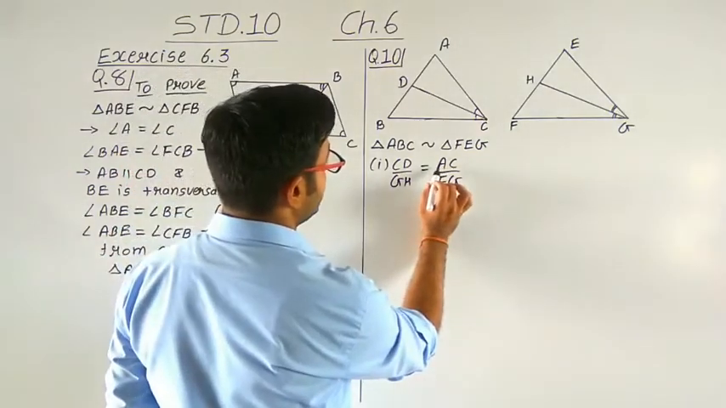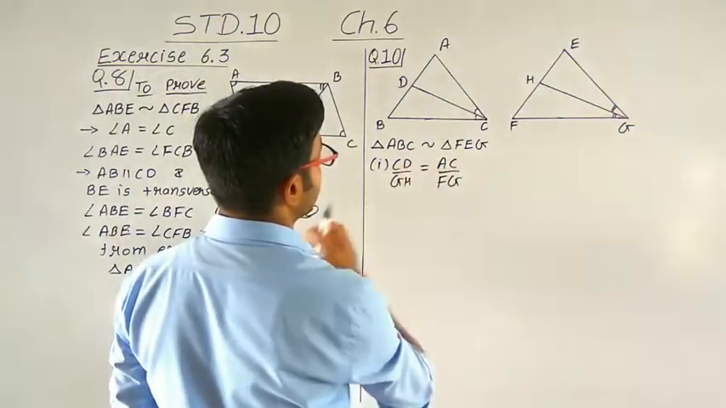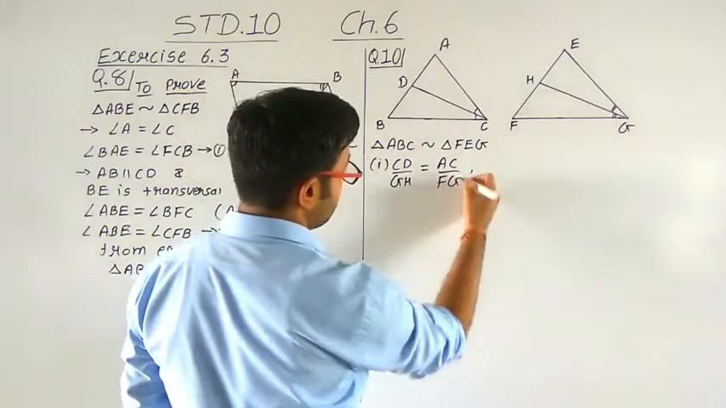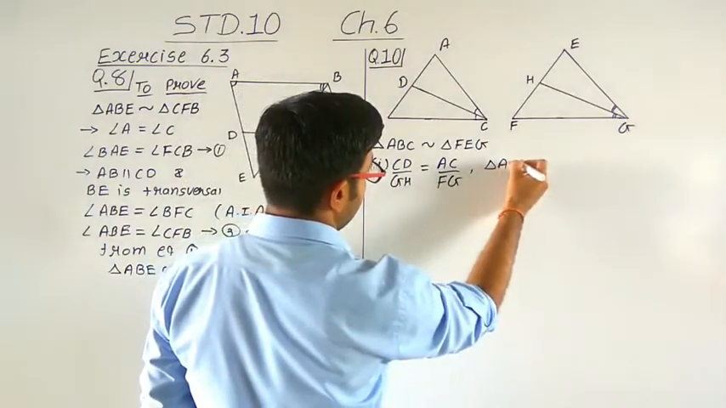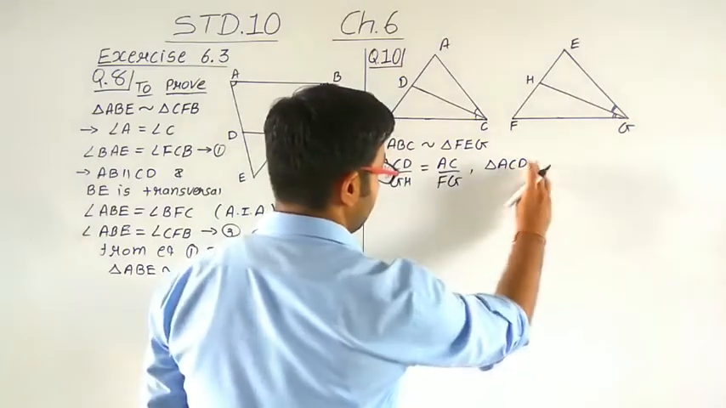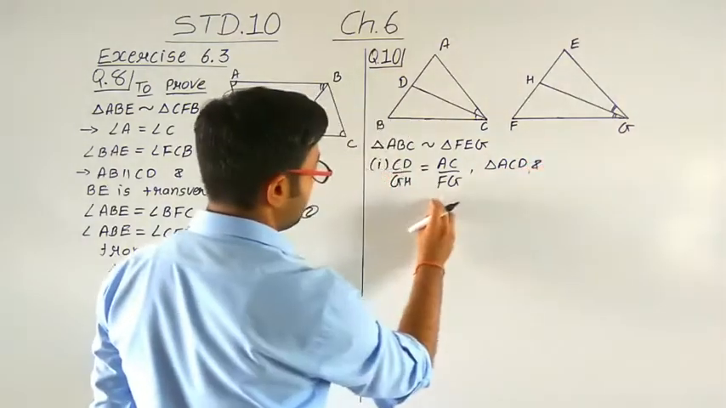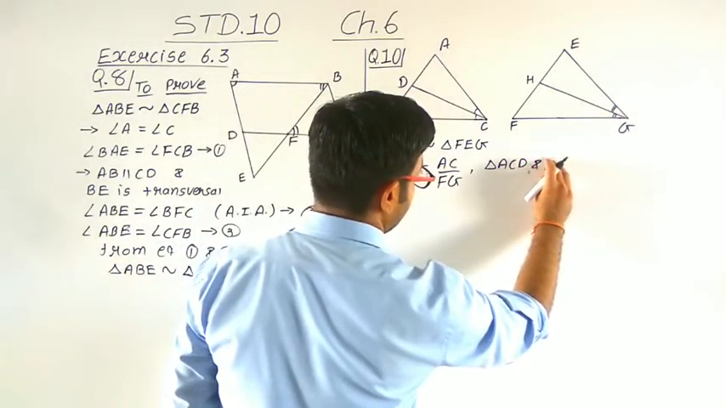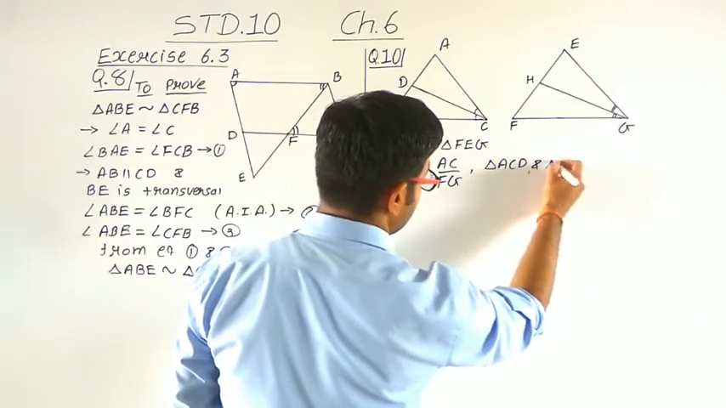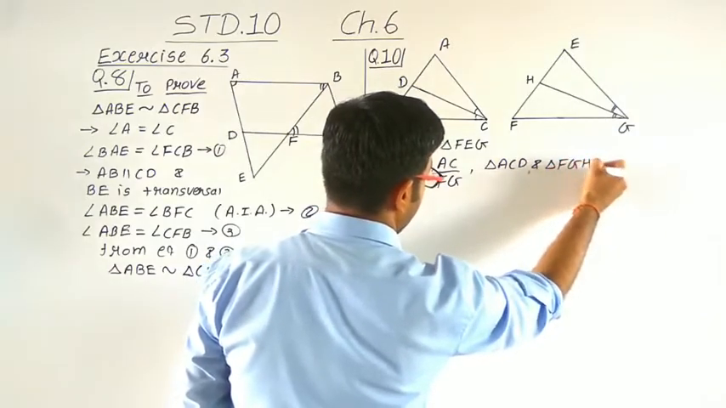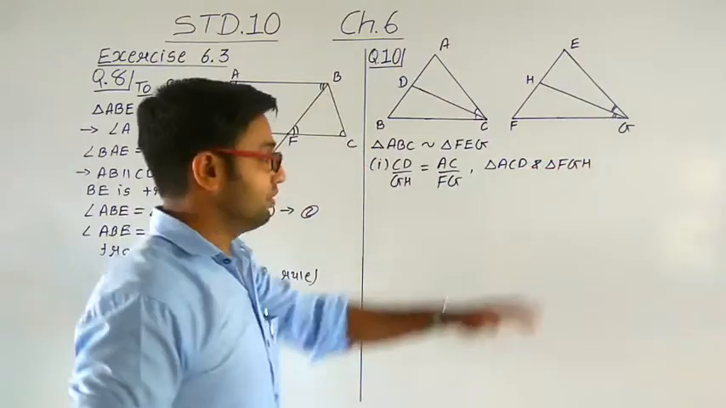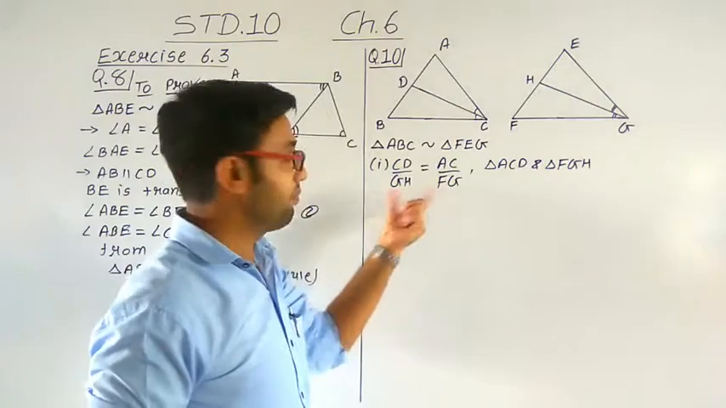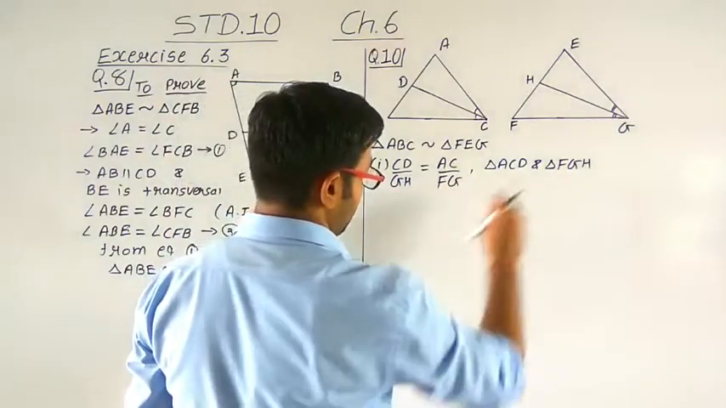See, one of the triangles we can consider is triangle ACD. Which two triangles do we require? Triangle ACD, and another triangle that we require is triangle FGH. If we can prove both are similar, then we can write down that these two sides are in proportion. So how can we prove that these two triangles are similar?